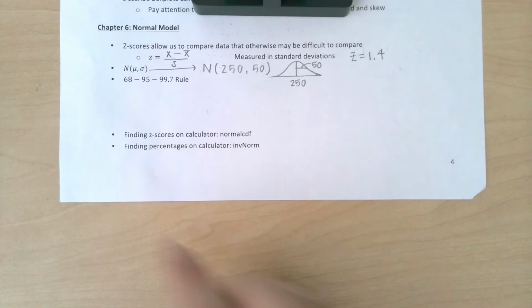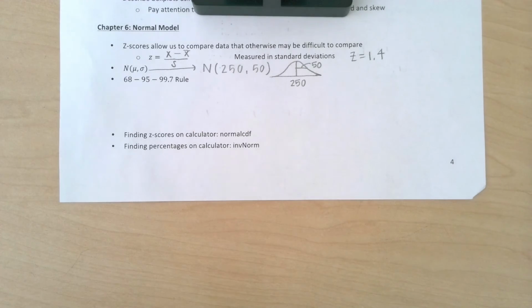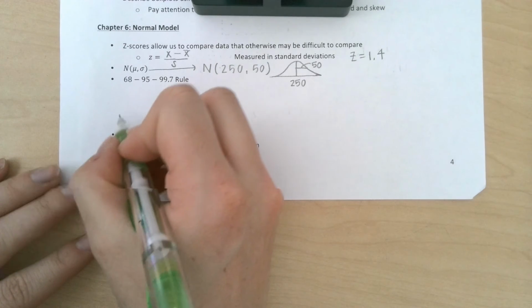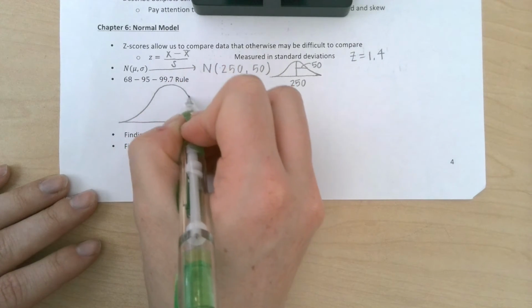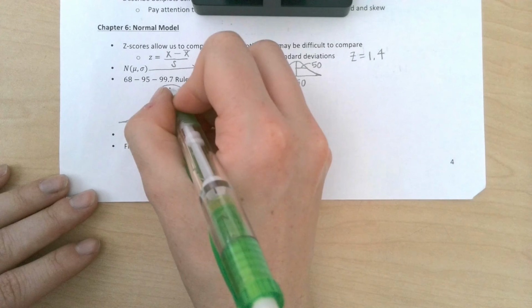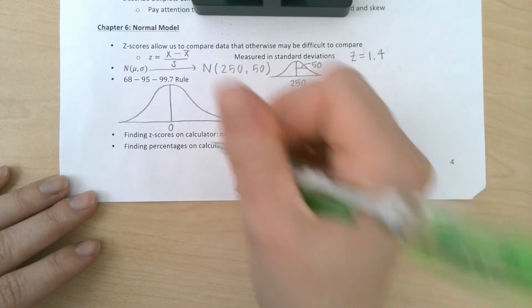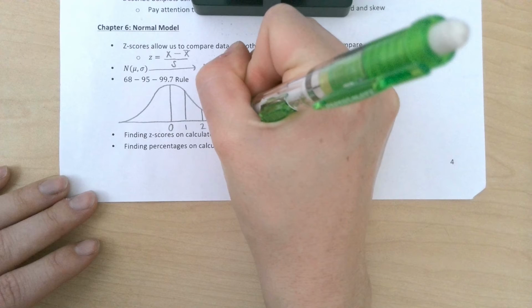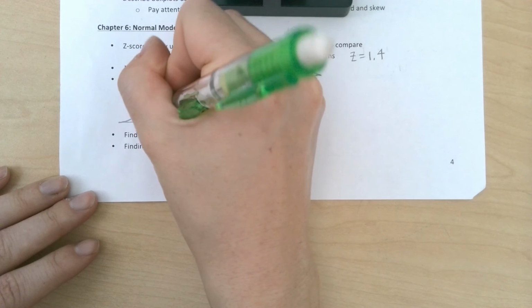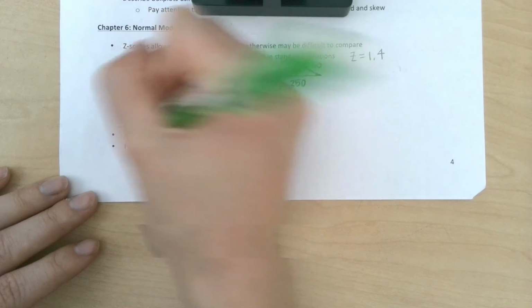The 68, 95, 99.7 rule tells us how much data we have falling within certain standard deviations. So I'm going to draw just a quick picture here for that. I'm going to make my normal model. I'm going to label my mean at 0. And we've learned that most of our data falls within 3 standard deviations. So I'm going to go 3 standard deviations above and 3 standard deviations below.